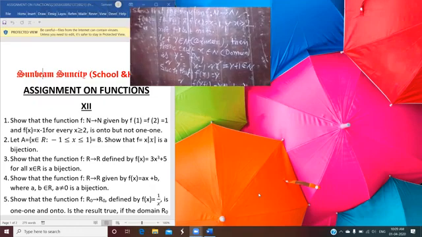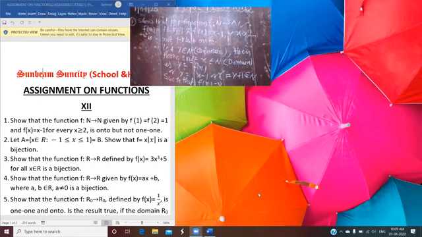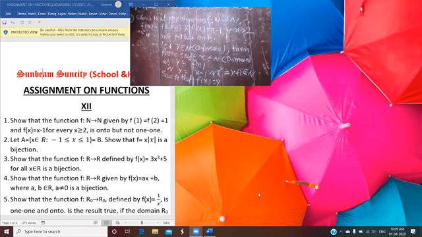Now come to second question. Your second question is, let A is equal to {x belongs to R, that means real number, such that x greater or equal to minus 1 and less or equal to 1} and is also equal to B, so that f(x) is equal to x mod of x is bijection. x mod of x is bijection, you have to prove it.